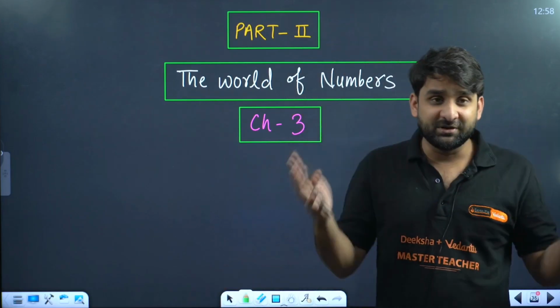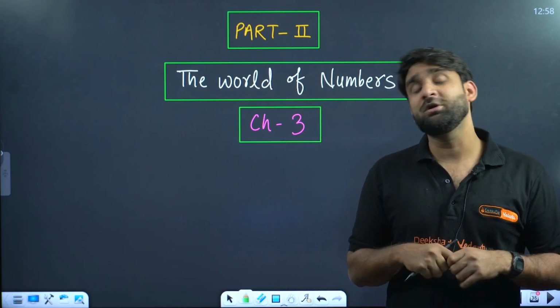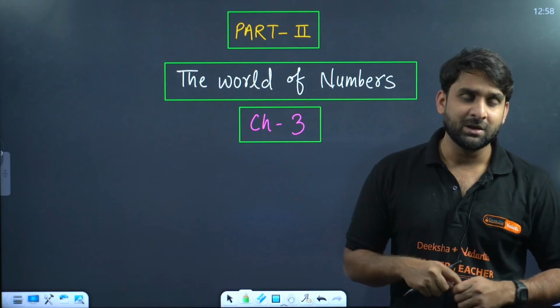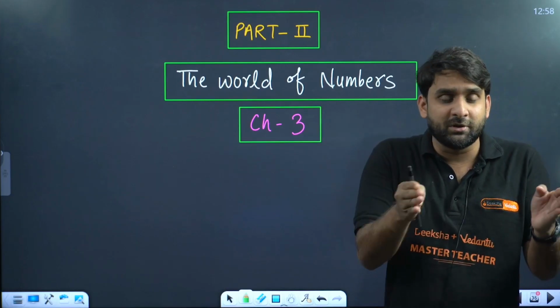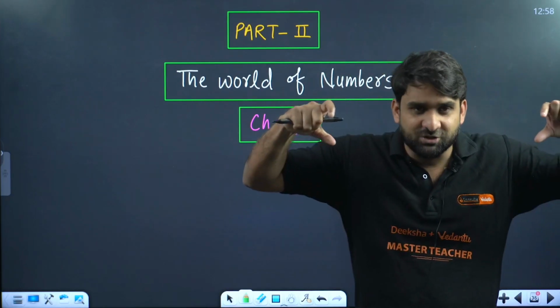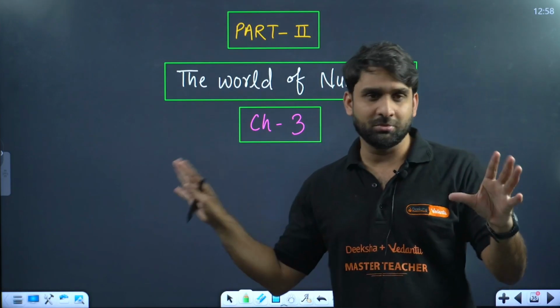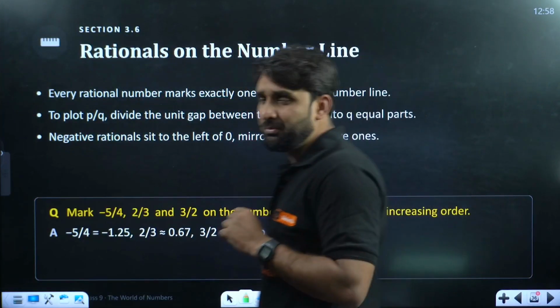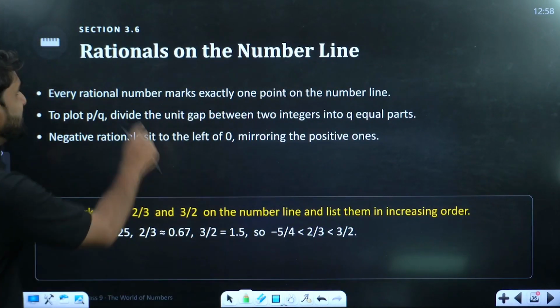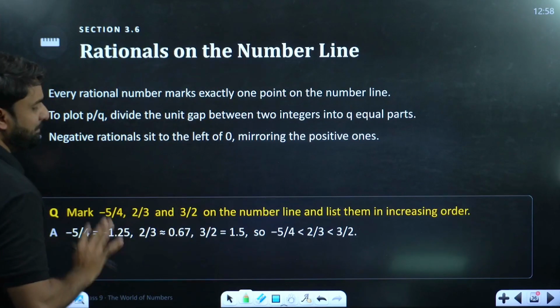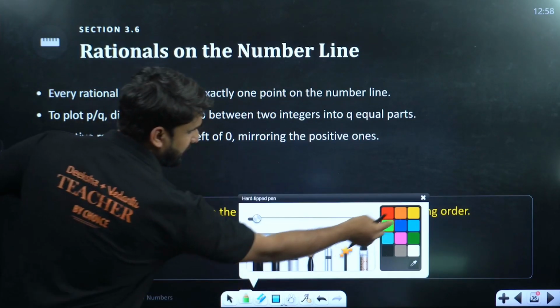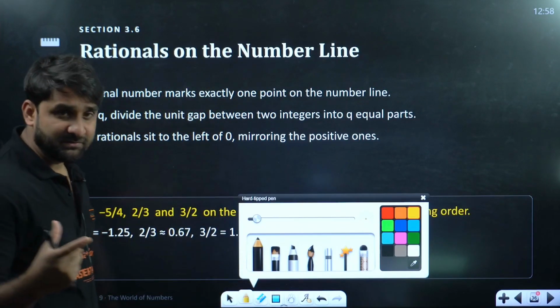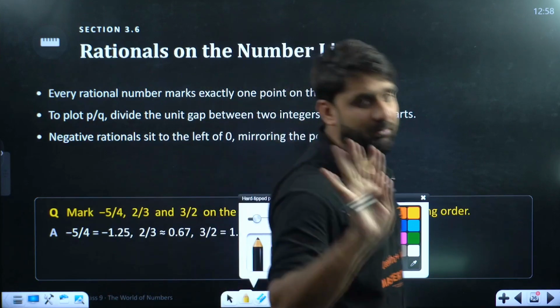How to represent a rational number on the number line, how to represent an irrational number on the number line, and how we can calculate so many rational numbers between two rational numbers. We are going to talk about everything here in this video. So let's start. The first topic here is rational numbers on the number line, that is, how to represent rational numbers on the number line.